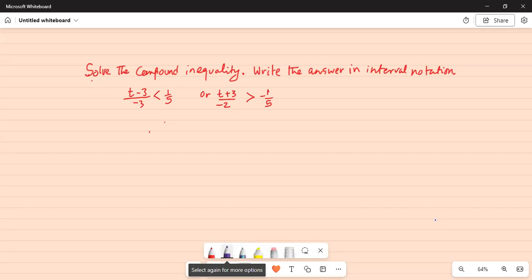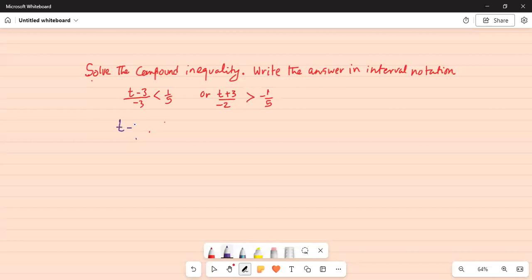It says solve the compound inequality. Write the answer in interval notation. So (t minus 3) divided by minus 3 less than 1/5, or (t plus 3) divided by minus 2 greater than minus 1/5. We will take each of these inequalities separately and then we will combine them.